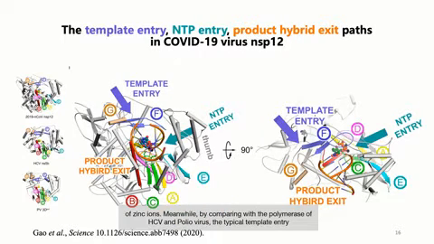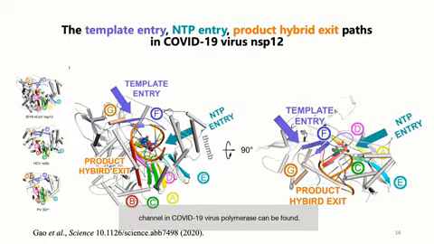Meanwhile, by comparing with the polymerases of HCV and poliovirus, the typical template entry channel between motif G and motif F, the nucleotide entry channel between motif E and motif F, and the product release channel in COVID-19 virus polymerase can be found.